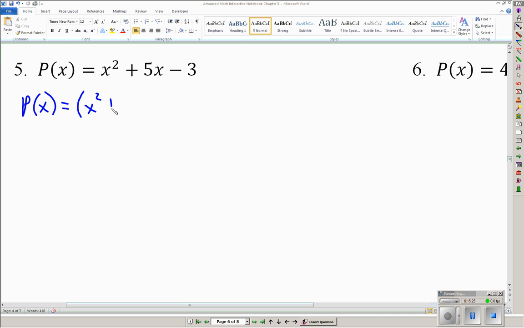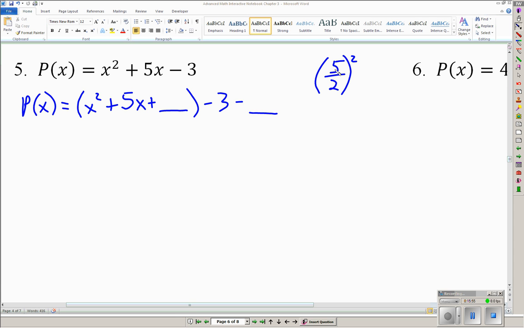X squared plus 5x plus blank, minus 3 minus blank. Then we'll complete the square. What number goes in the blank? We'll do half of b squared. b is 5. Half of 5 squared.